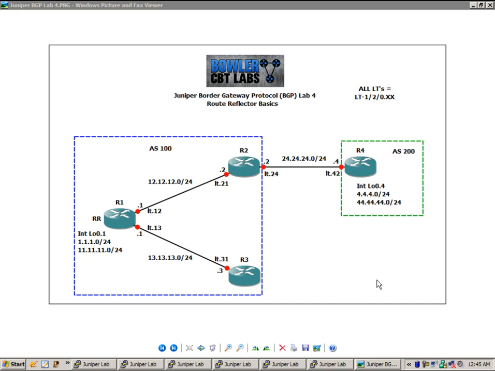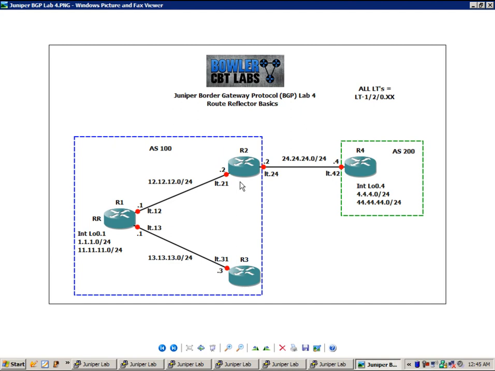First, I'm going to describe our network diagram that we have in front of us. We have 4 routers, router 1, 2, and 3, which are in Autonomous System 100. Then we also have router 4, which is in Autonomous System 200. We are using logical tunnels to connect all of our routers together.